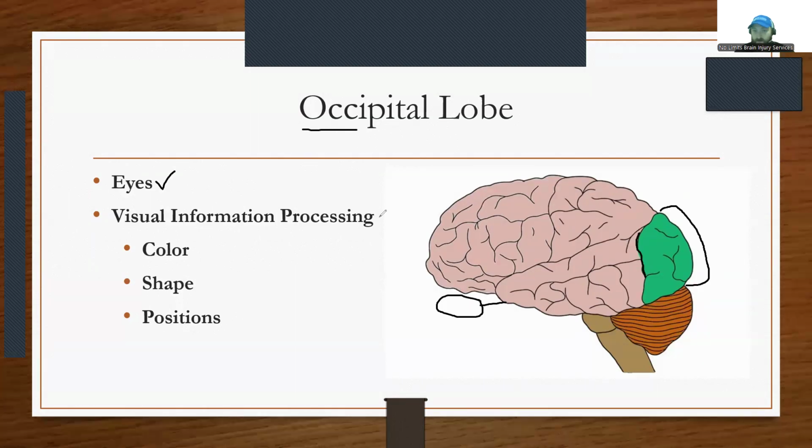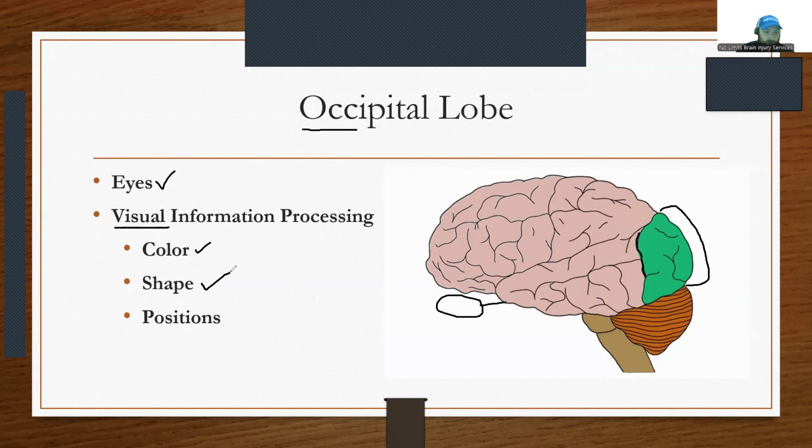So again, if you're thinking in terms of brain injury, if someone's got affected vision, they were probably hit in the back of the head. So a blow to the back of the head might include problems with the front of the head, which is the eyes. But it does a lot with visual processing information. So it's going to interpret the color. For example, it's going to tell you whether that stoplight is red, green, or even yellow.